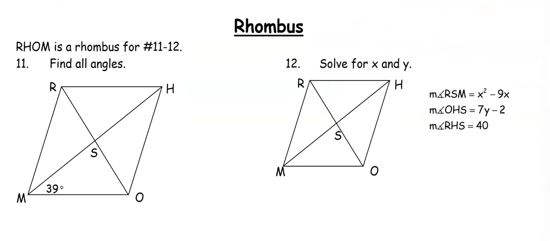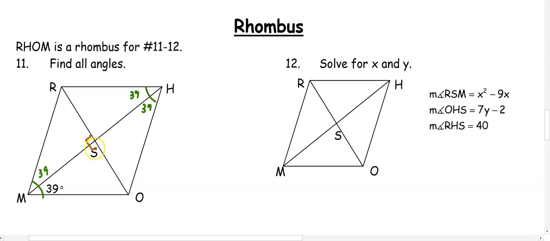Now let's move to a rhombus. Remember, a rhombus has the properties of a parallelogram. It also bisects the opposite angles. The diagonals are perpendicular to each other, and there's 4 congruent sides. So number 11, we want to find all the angles. So MH is bisecting the angles. So if part of that's 39, all of these angles have to be 39 degrees because opposite angles are congruent and they were all bisected.